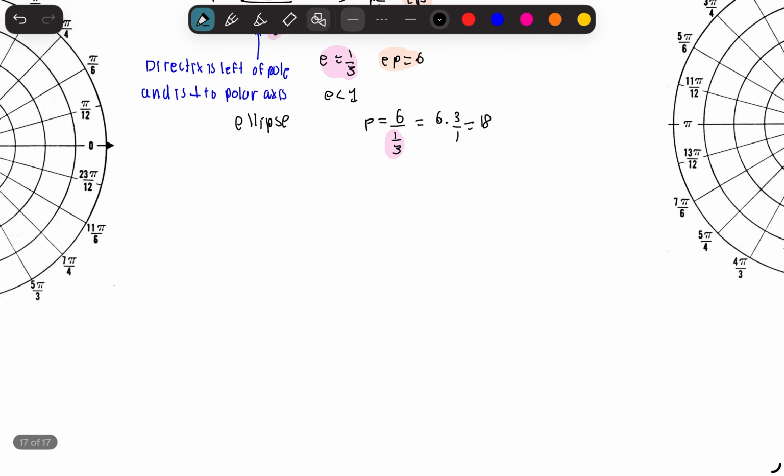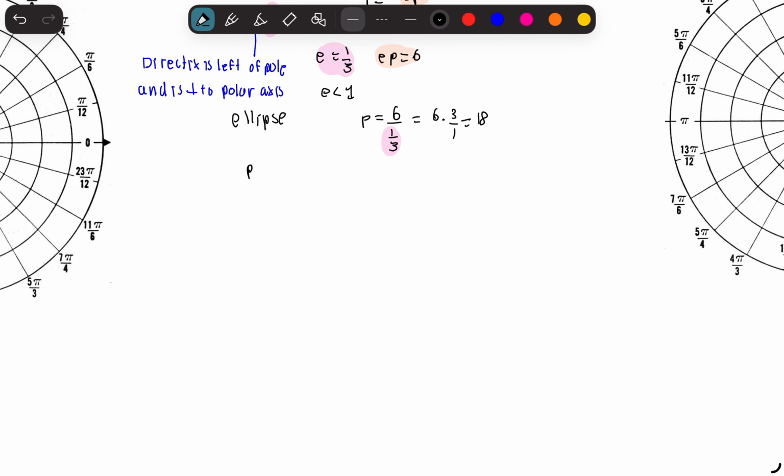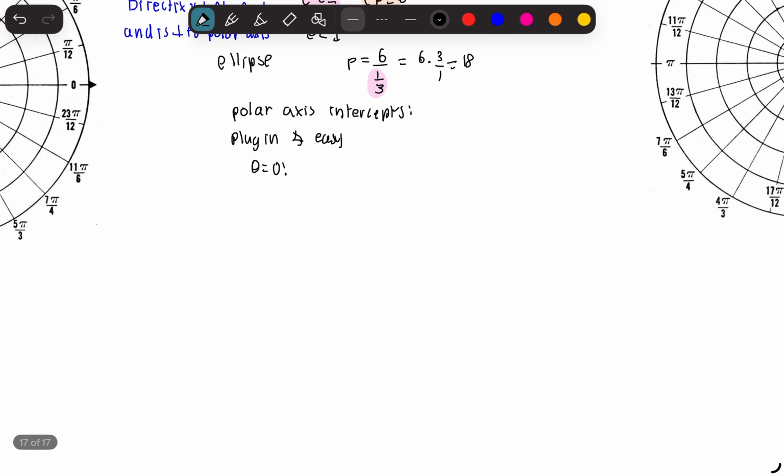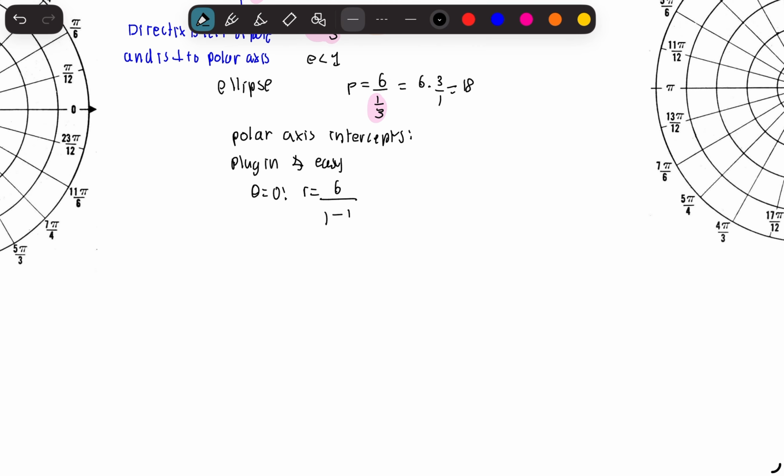Now, let's also find what our polar axis intercepts are. So you're going to plug in some angles that are easy, like theta is equal to 0, which would give us r is equal to 6 over 1 minus e, which is 1 over 3, cosine of 0. Cosine of 0 is equal to 1, and that's 6 over 1 minus 1 over 3.